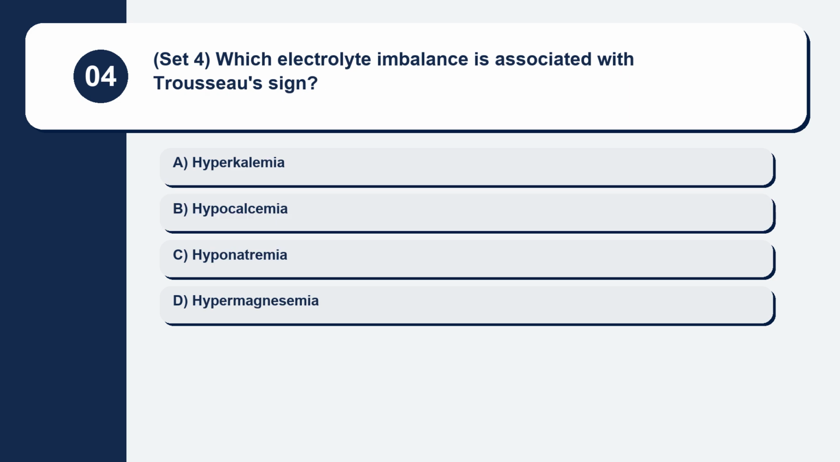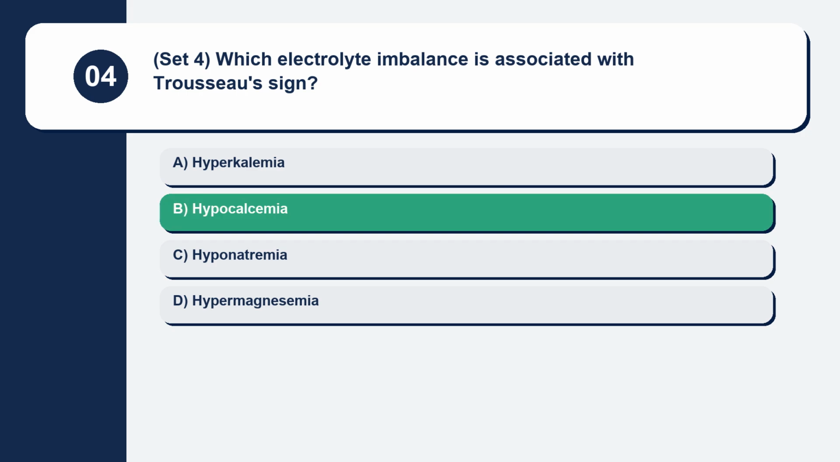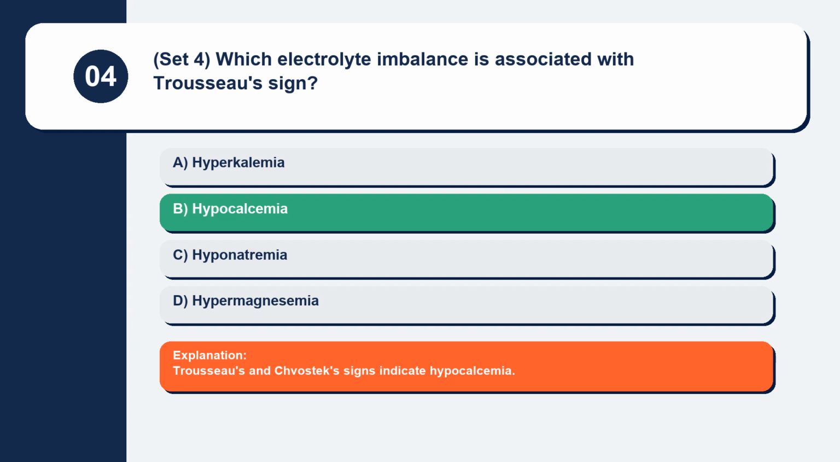Question 4. Set 4, which electrolyte imbalance is associated with Trousseau's sign? Hyperkalemia, hypocalcemia, hyponatremia, hypermagnesemia. Trousseau's and Chvostek's signs indicate hypocalcemia.